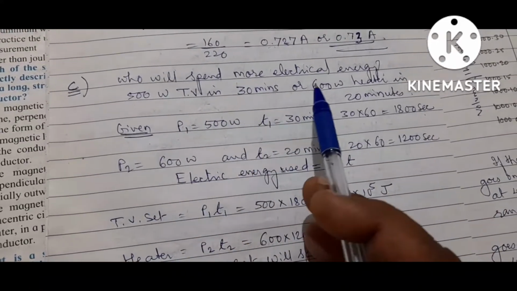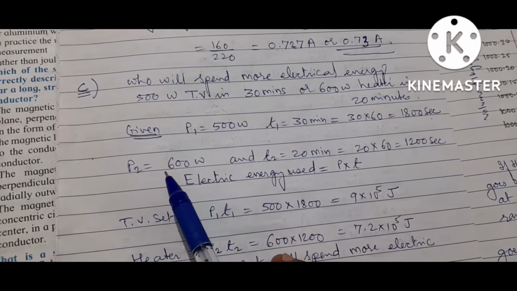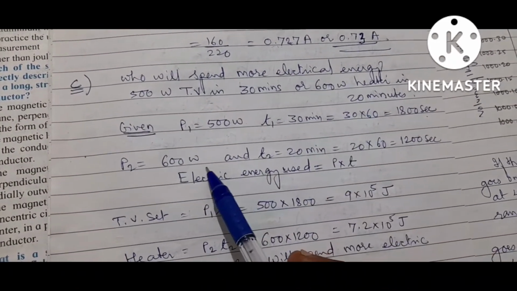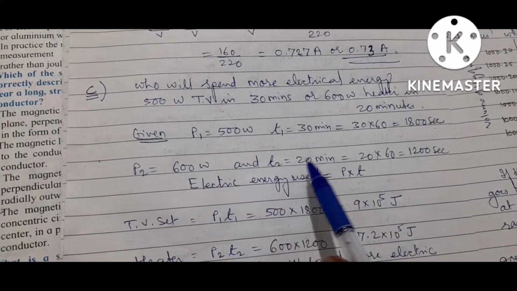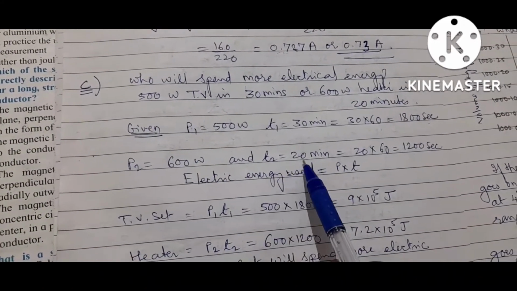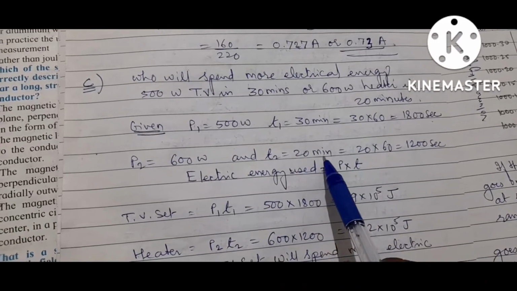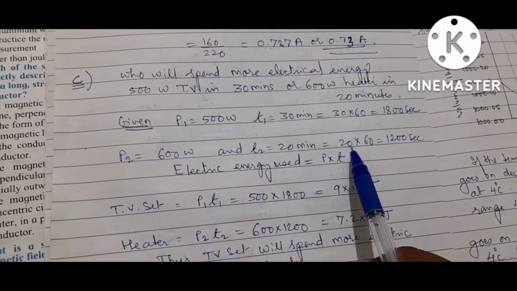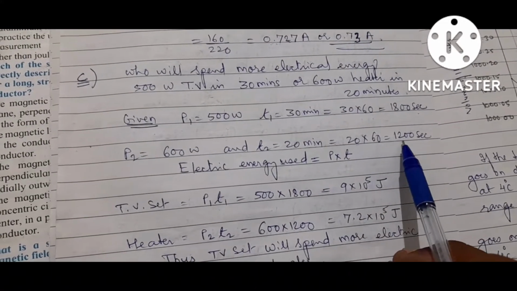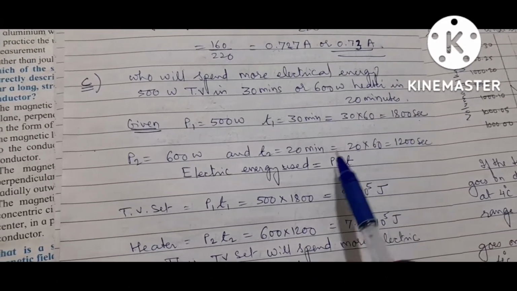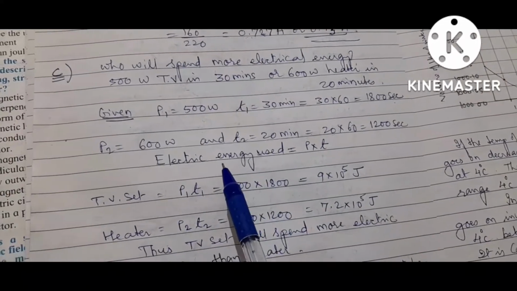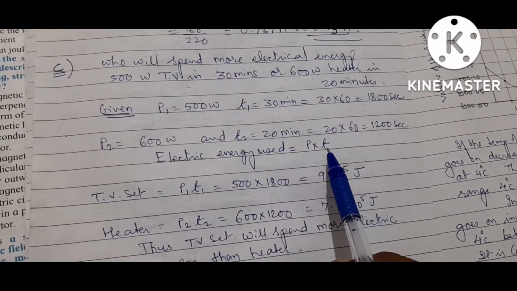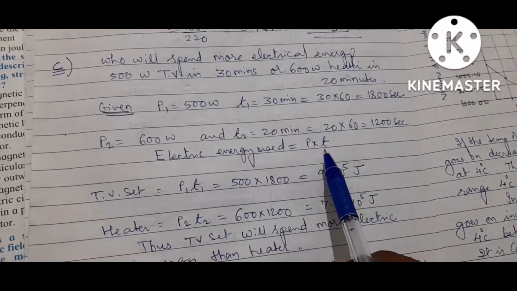Then for the second, the heater. For the heater we have taken P2 power, that is 600 watt, given already, and the timing for the heater, T2, is given as 20 minutes. Again we will convert this into seconds, so that will be 20 into 60, that is 1200 seconds. Now we got the timing. Now we know the formula: electric energy used is P into T.